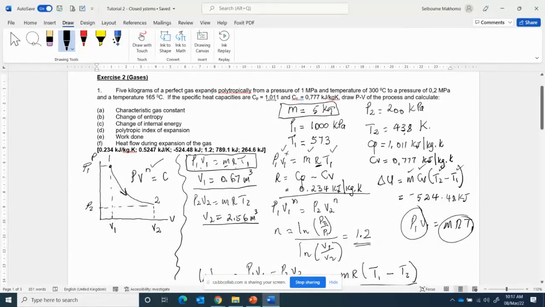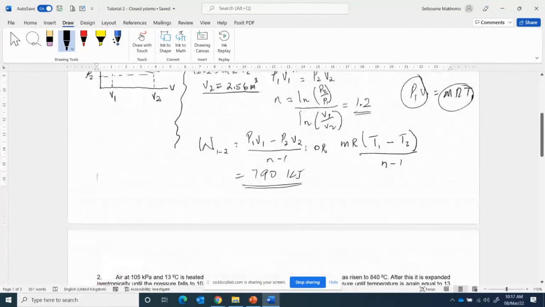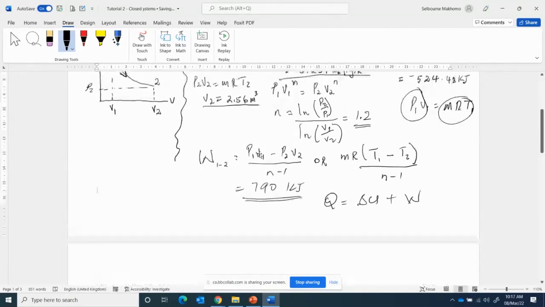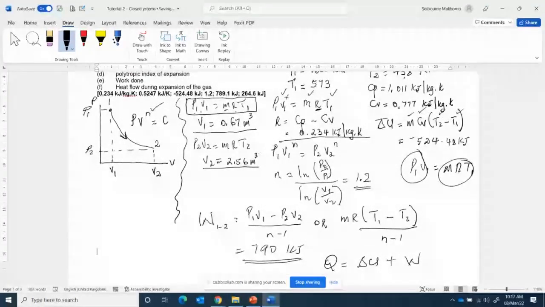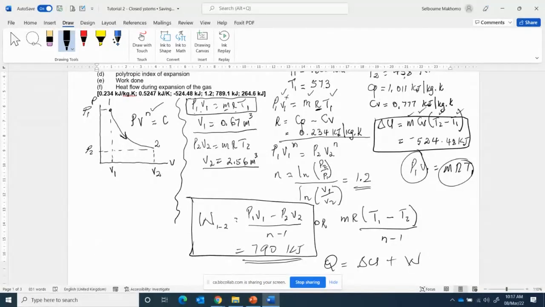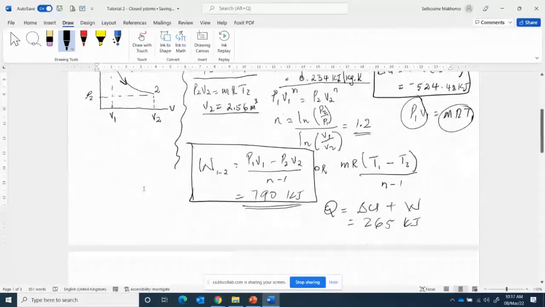So the last question is heat, Q. Q is delta U plus work done. Delta U we have calculated, here is delta U. Work done, here is work done. So you add the two, it should give you 265. So the answer should be 265 kilojoules. This is for one process.